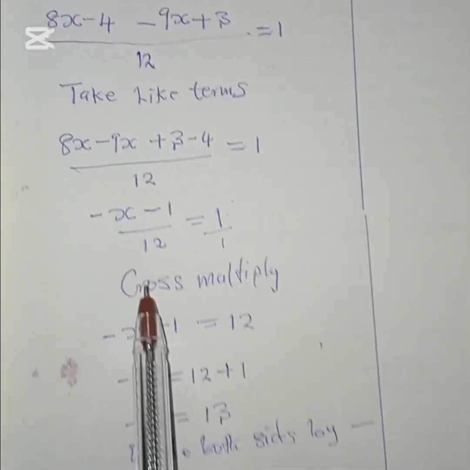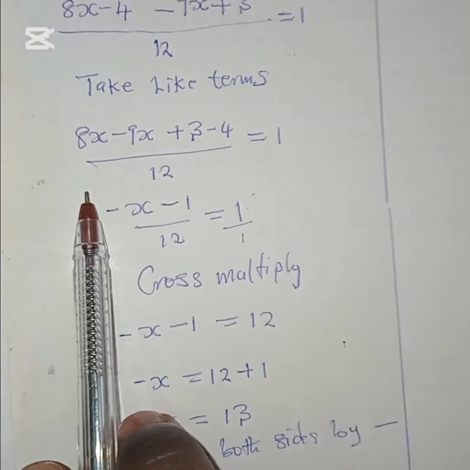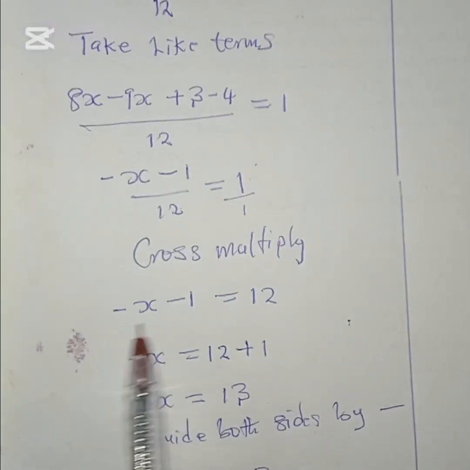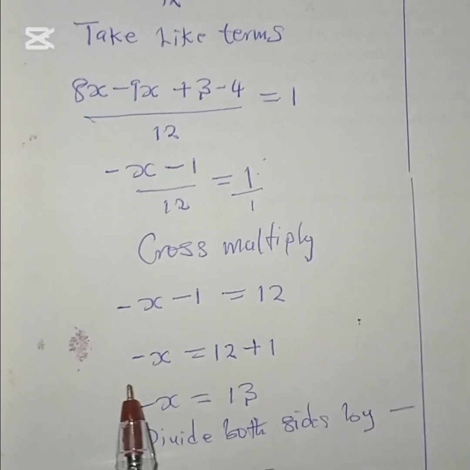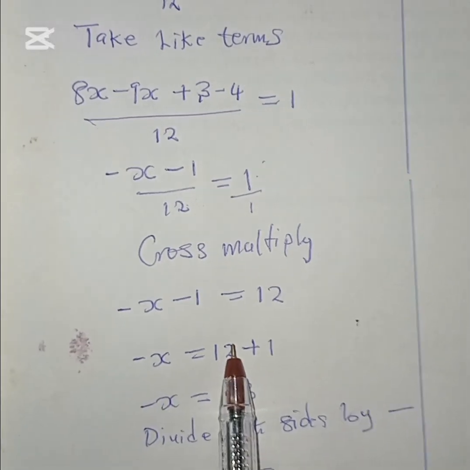Then the next thing is to cross multiply. This multiply this, multiply this. If you do that, you have minus x minus 1 is equals to 12. Now minus x is equals to 12 plus 1.